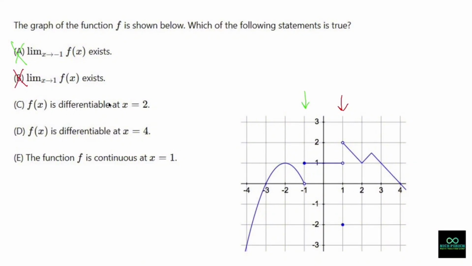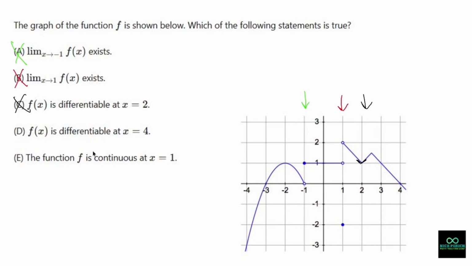f of x is differentiable at x equals 2. Differentiable means you're allowed to take the derivative at that point right there. Well, if you have a sharp corner or a cusp, you cannot take the derivative at that point. So since 2 has this sharp corner going on right here, that means f of x is not differentiable at 2, so C is not a viable option.